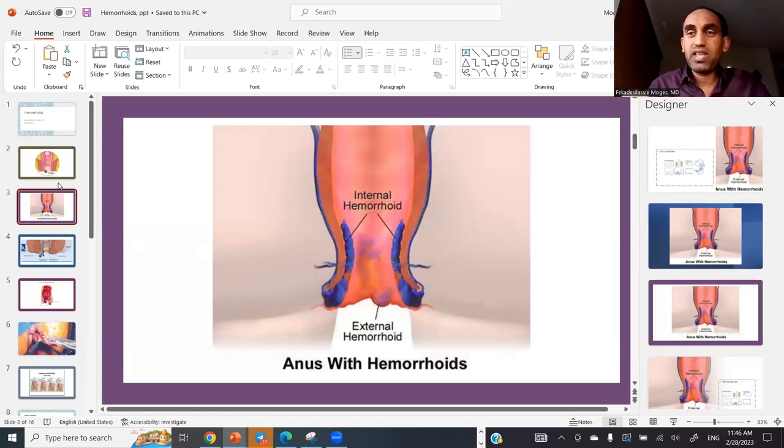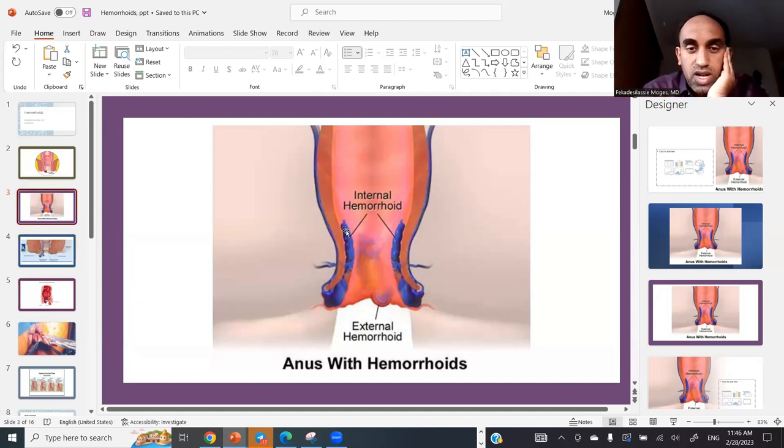When you are examining, the anal orifice looks like a clock, right? It's a circle like this. In terms of position, we describe whether it is at 3 o'clock, 9 o'clock, or 6 o'clock, this kind of description, okay? Those are the common sites where you may anticipate hemorrhoids to happen.